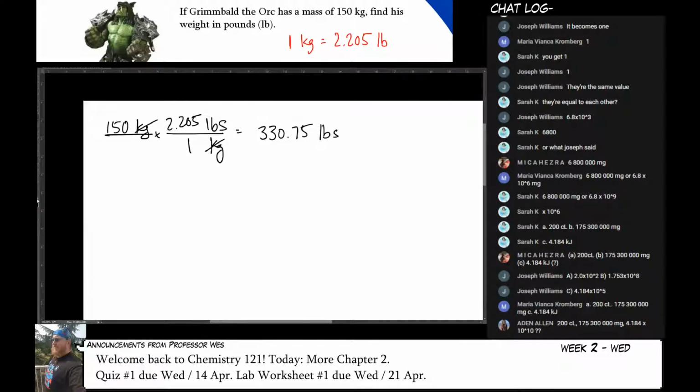And then the last step is always check for sig figs. This number as written has 2 sig figs, just the 1 and the 5. There's no decimal point, so that 0 is a placeholder. This is 4 sig figs, and this is infinite.